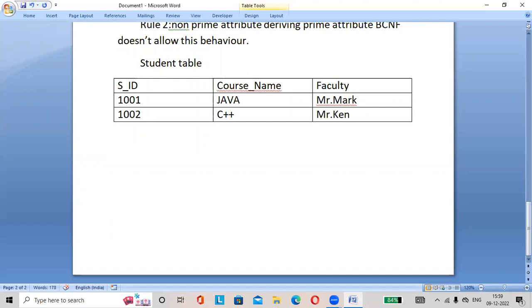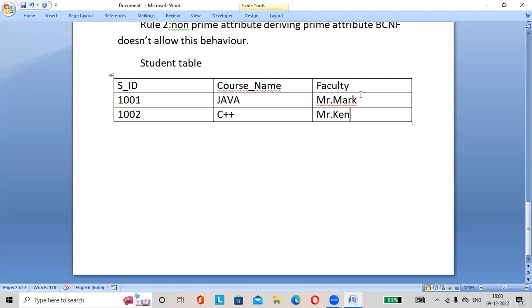One student can enroll for multiple courses. For each course, one faculty is assigned to the student. One faculty for each course. Which relationship is this? One-to-one? One student is enrolling for more than one course, so it is a one-to-many relationship.